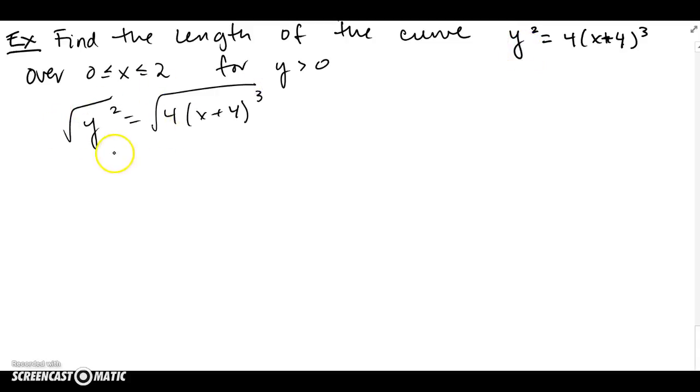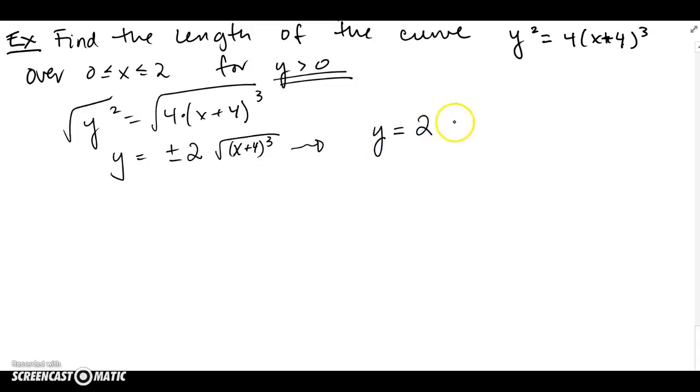So I'll take the square root of both sides, and y is equal to plus or minus. Since this is a product, I can split it into two pieces. The square root of 4 is 2, and then I have x plus 4 cubed under the square root. So we'll just keep the positive y's. So y equals 2, and I'm going to write this as x plus 4 to the 3/2. The root is a square root and the power is a 3, so the square root of x plus 4 cubed could be rewritten as a fractional exponent. It might make it easier to differentiate.